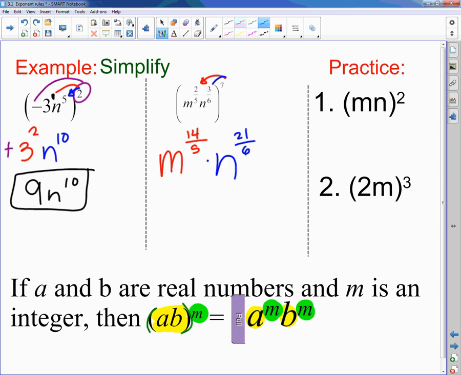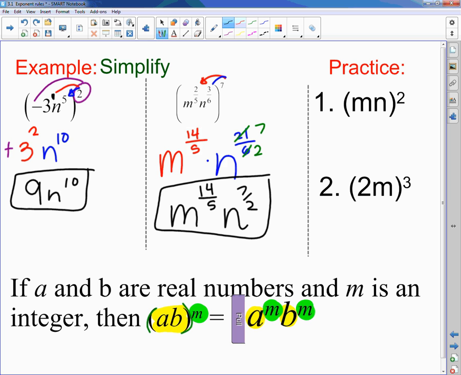So real quick, I'm just going to simplify this problem here. Looks like a 3 goes into both 21 and 6. 3 goes into 6 2 times, and 3 goes into 21 7 times. So that fraction reduces. Final answer is m to the 14 fifths times n to the 7 halves.